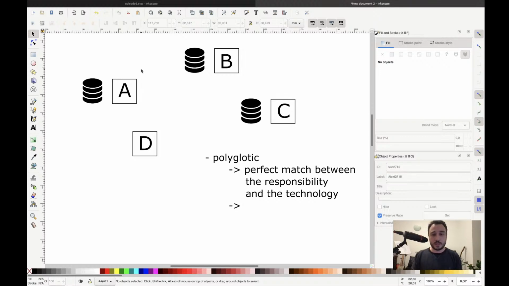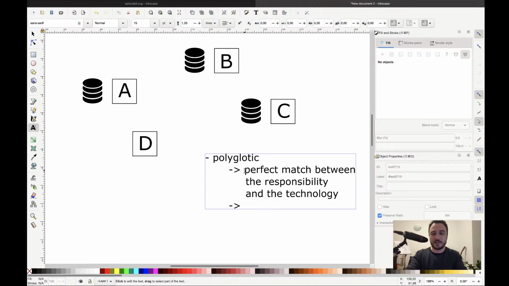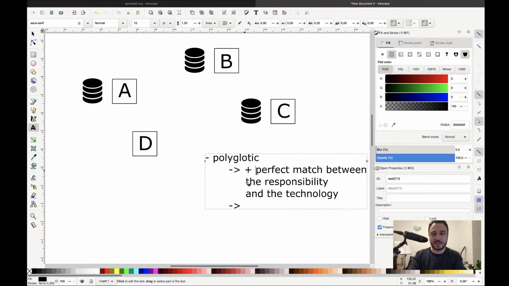Cool. So now we were discussing the awesomeness of polyglotism, but what is bad? So this is a plus actually, so I say plus here. Plus means it's nice. Minus means it's not that nice. What is a minus of having polyglot characteristics?